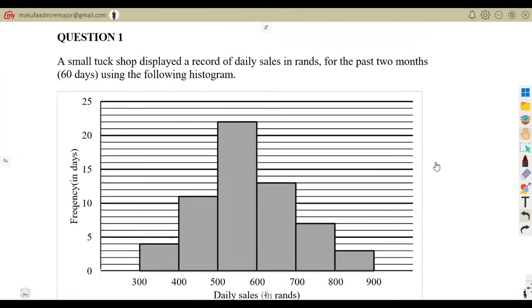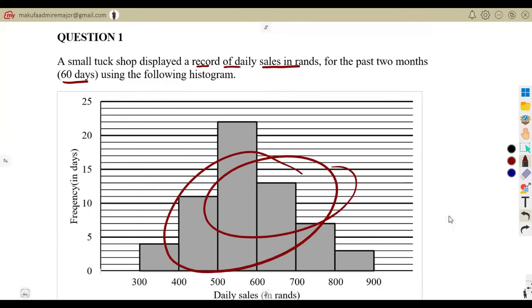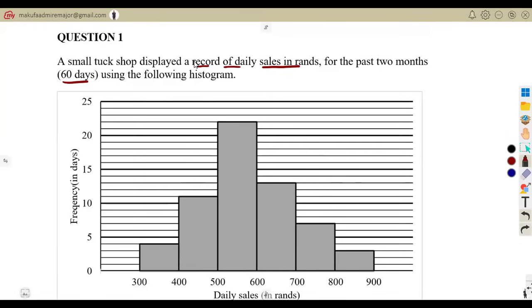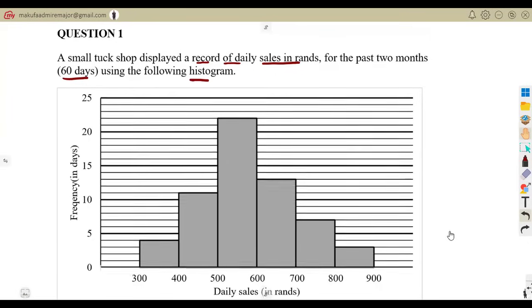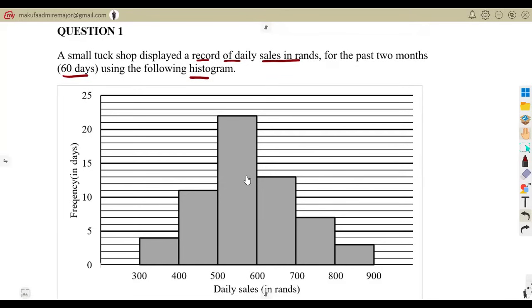So question number one, without wasting much of our time: we are given a small tuck shop that displayed a record of daily sales in rands. This is a display for the past 2 months, 60 days; we are given the number of days, 60, using the following histogram. So as the information was being presented, it was presented on a histogram. That is what we had.